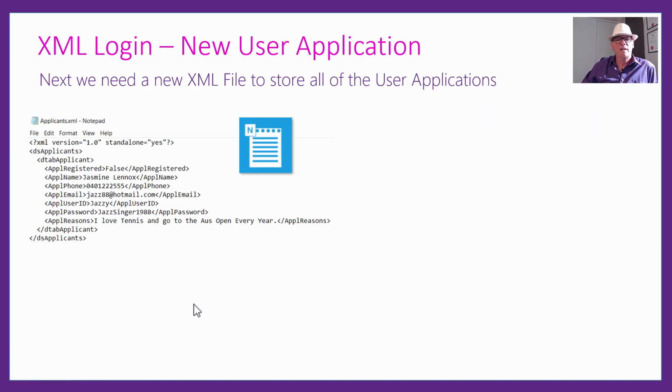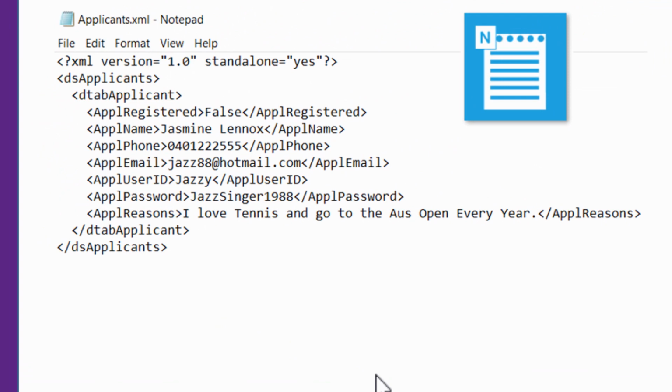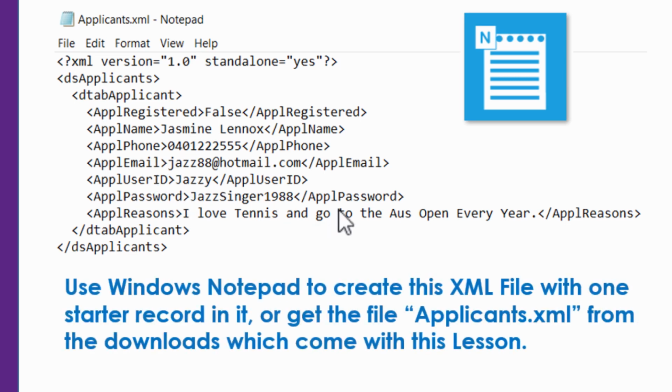So we need a new XML file to store these pending user applications that are going to get written into this file when they click the submit button. So what we've got here is dataset applicants, a data table for each applicant, that's the record, and in there we've got the values from that form, like the name, phone number, email, all those things they typed in that we're storing.